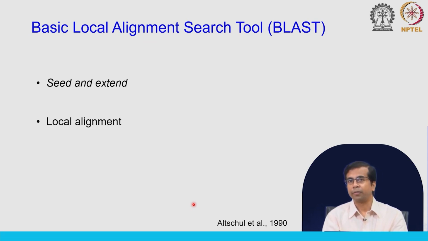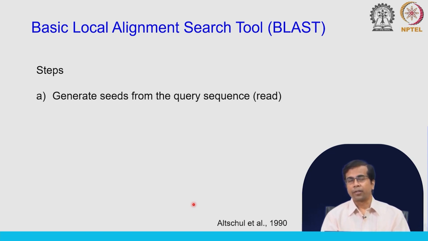So, BLAST works by something called seed and extend, and it does something called local alignment. What are the steps in BLAST? First, you have to generate seeds from the query sequence, which is the read here. If you run BLAST, you will see a query sequence and a subject sequence. Here the query sequence is the read and the subject sequence is the reference genome. We can specify the reference genome against which we want to do this BLAST.